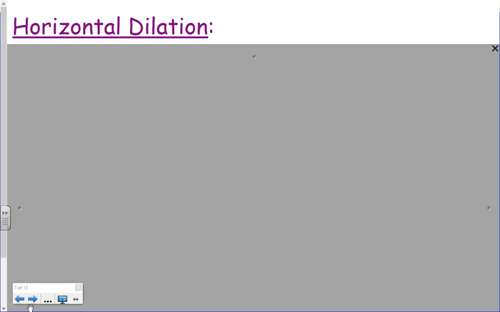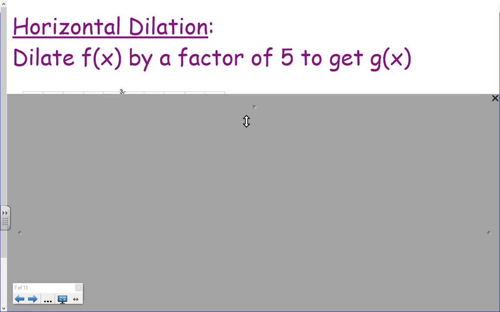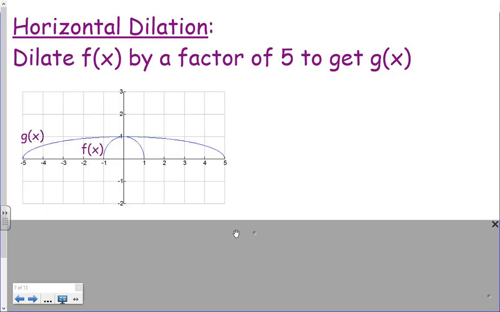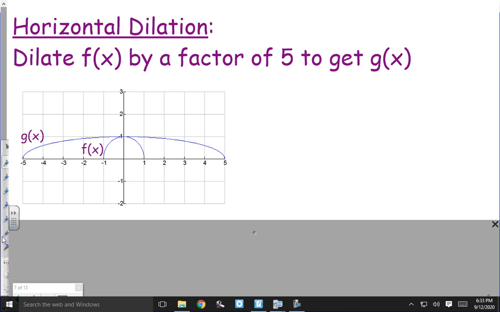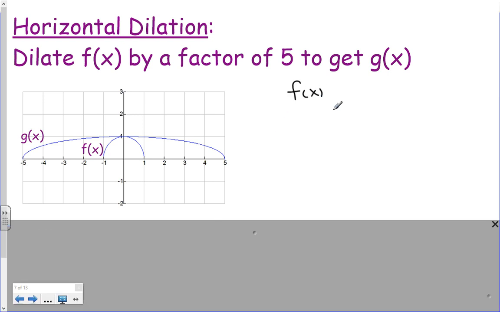All right, let's take a look at the horizontal dilation. So again, we'll start with the same pre-image. We've got ourselves a semicircle centered at the origin with a radius of 1. We'll write down what our pre-image points are. Those were at (-1, 0), (0, 1), and then (1, 0).